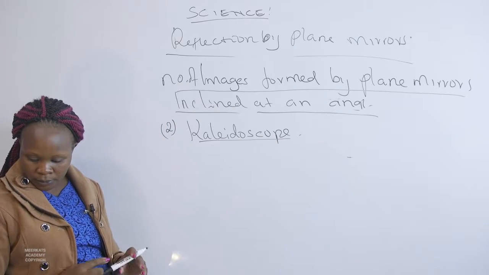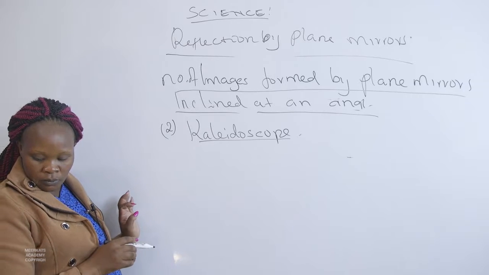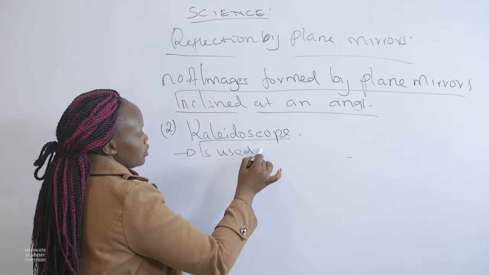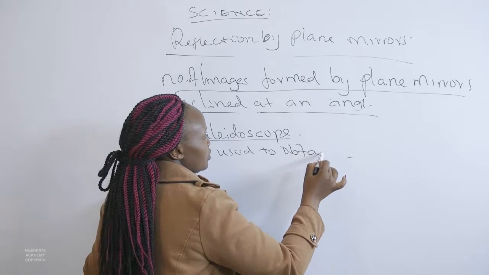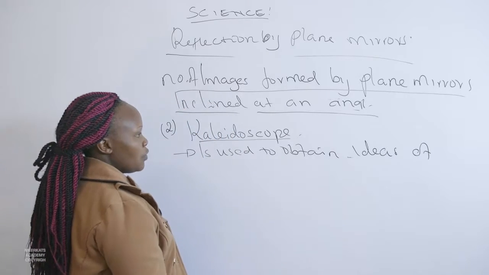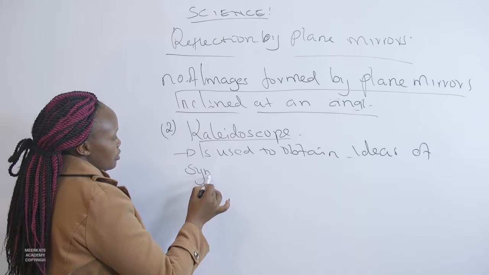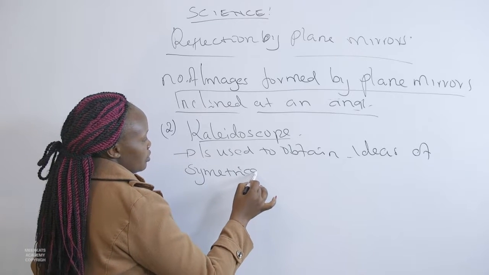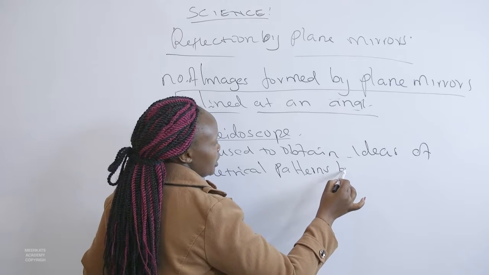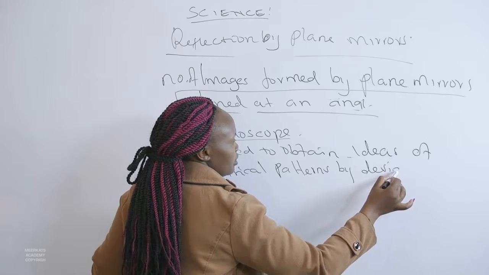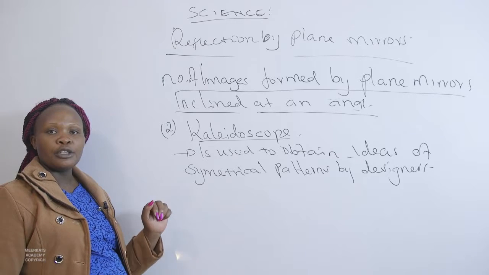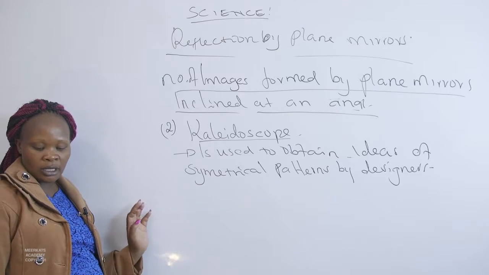A kaleidoscope. This one is used to obtain ideas of symmetrical patterns by designers. Designers will use a kaleidoscope to obtain some symmetrical patterns.